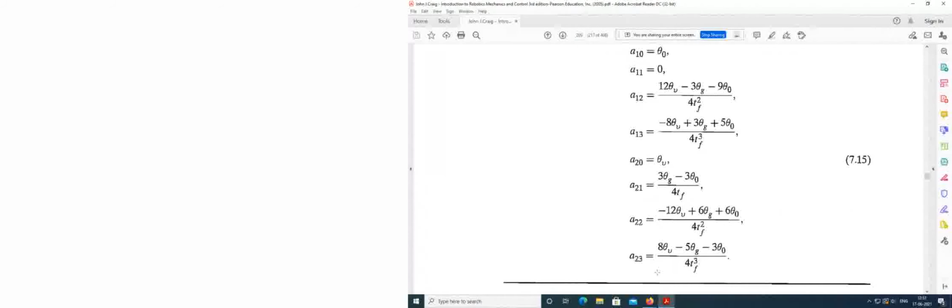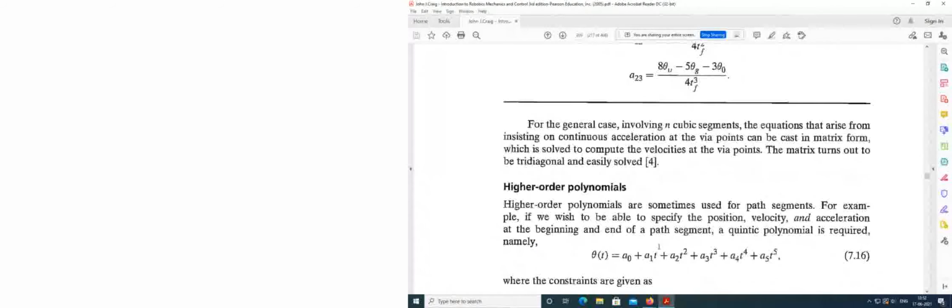Once we derive such an equation, then in our coding, all we have to do is substitute theta v, theta g, and tf, everything, so that we will obtain the coefficient values.